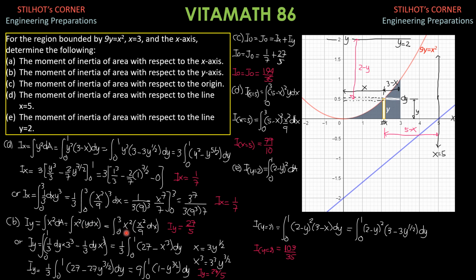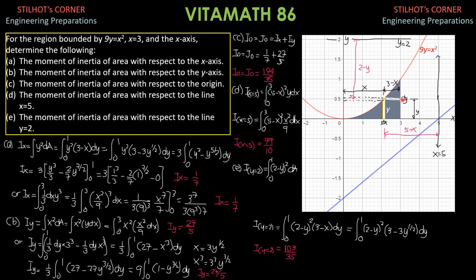Replacing y, so integral 0 to 3 because the variable of integration is x, x squared, then y is x squared over 9 dx. So you may use your calculator this time. Integral of x to the 4th over 9 dx from 0 to 3, 27 over 5.